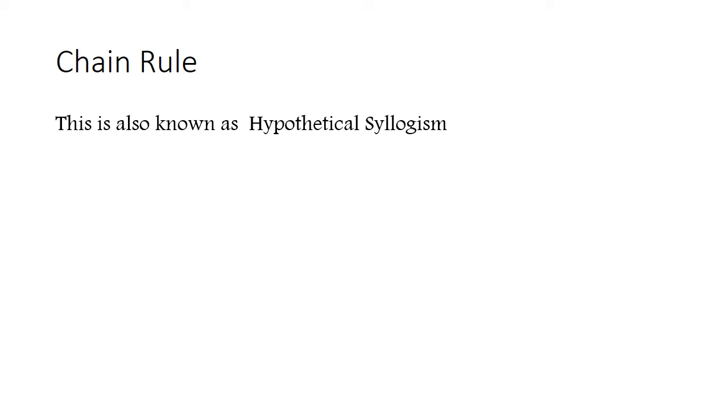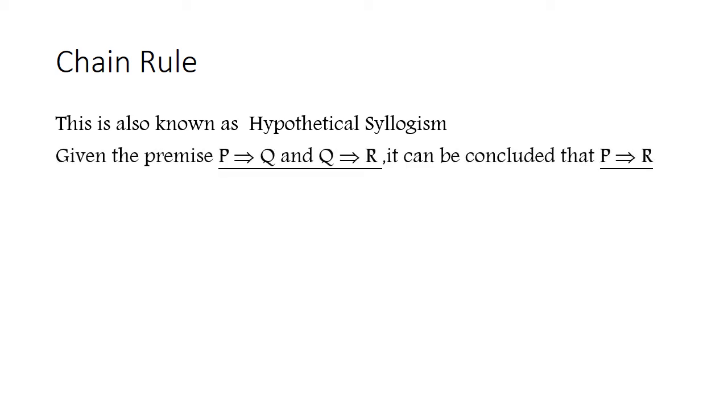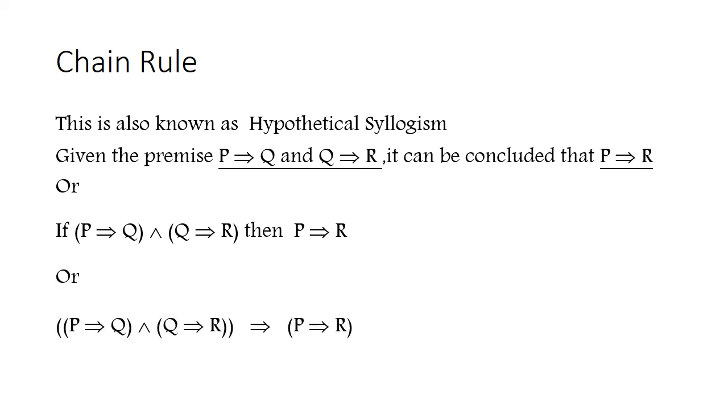Next we have the chain rule or hypothetical syllogism. Given the premises P implies Q and Q implies R, it can be concluded that P implies R. Putting the proper notations, the final expression of this chain rule will be: P implies Q and Q implies R, we have P implies R.